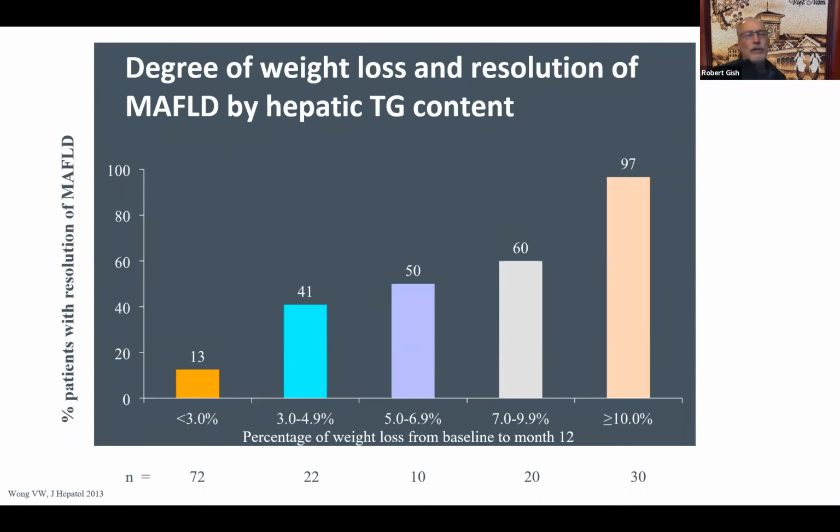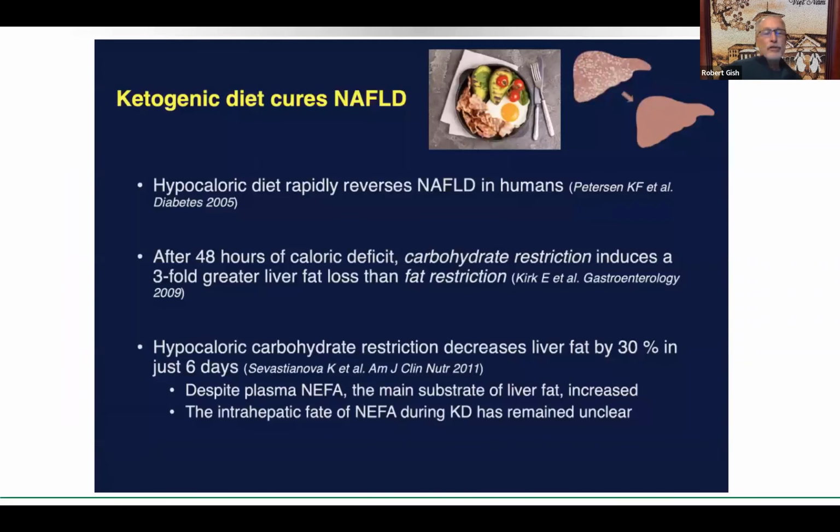Degree of weight loss and resolution of metabolic associated fatty liver disease by measuring triglyceride content. I think this is MRS, the way they did this one study. But as you lose weight, let's go to the 10% column on the right. Suddenly you're at 97% resolution of fatty liver. Weight loss works. Love to have a better weight loss drug, right? Ketogenic diets work. They definitely reverse MAFLD. But ketogenic diets need to be short term because long term they can wreak havoc with your kidneys and other organs.